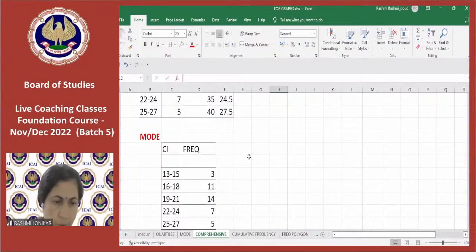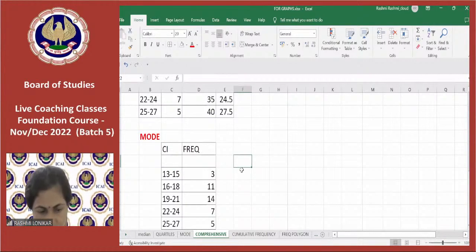See, now what happens for mode? For median, we have to first find the cumulative frequency. Not for mode. Now we are finding mode, not median. So for mode, we have to just look at the frequency, which is the highest frequency. What is the highest frequency here? From here, I can see this is my highest frequency.